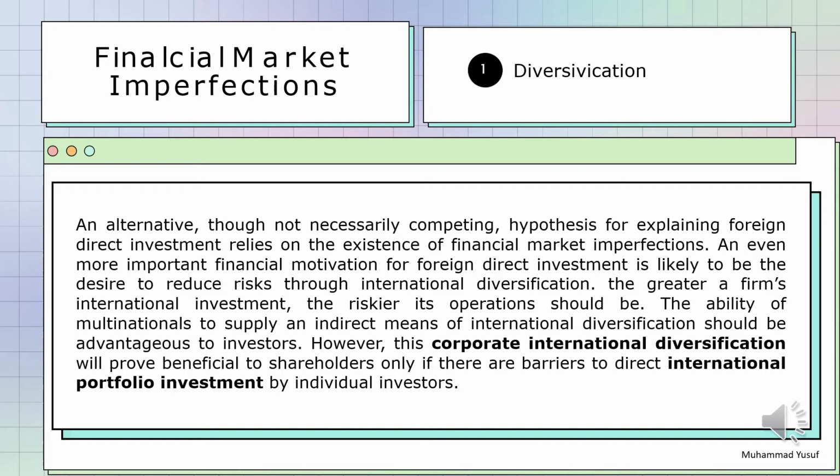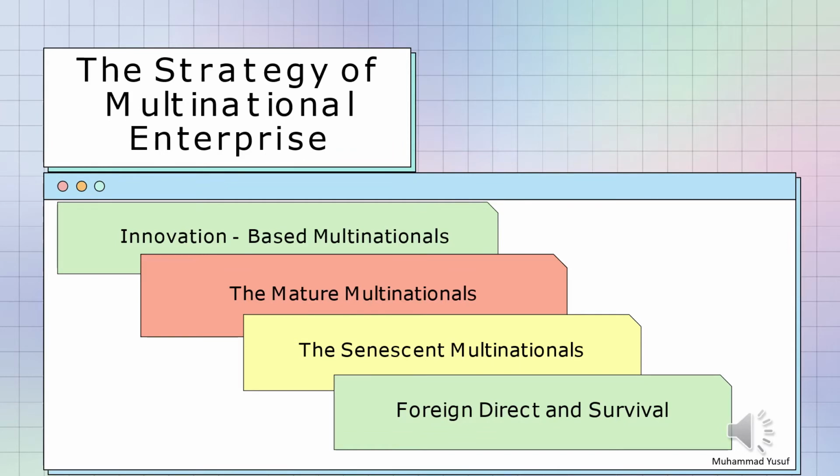The ability of multinationals to supply an indirect means of international diversification should be advantageous to investors. However, this corporate international diversification will be beneficial to shareholders only if there are barriers to direct international portfolio investment by individual investors. In the strategy of multinational enterprise, there are four types of strategies.